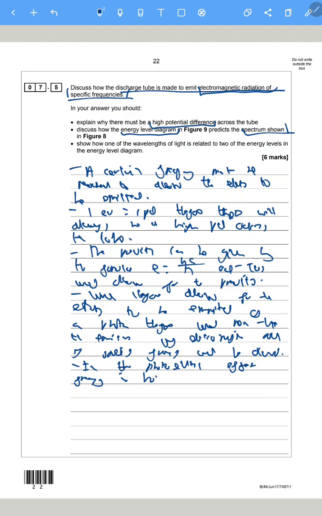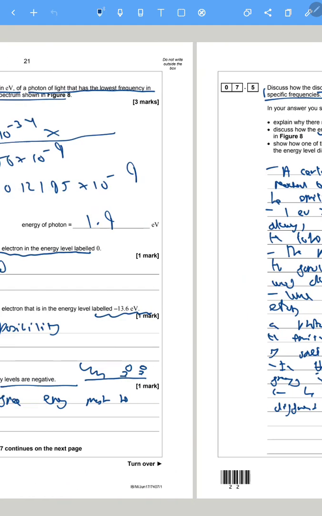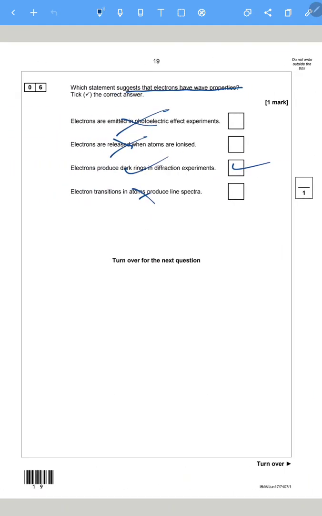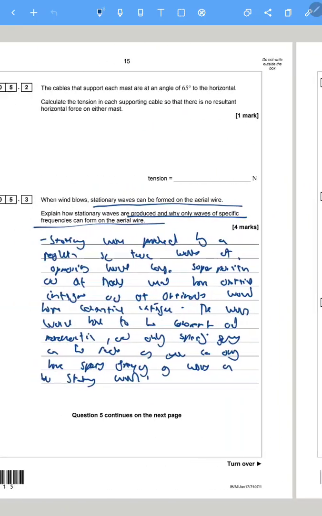Frequency is not always constant. It can be different based on different things. This is just me rushing. My handwriting is doing a bit of a madness here, but we move.